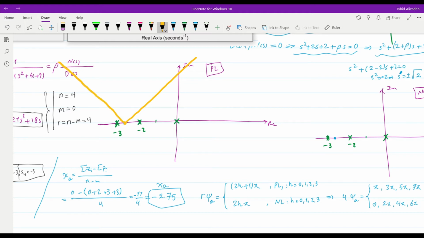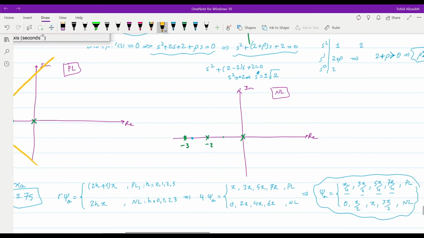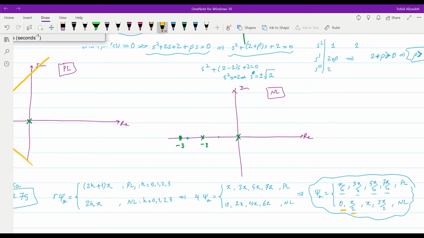Hopefully this is 3 pi over 4, 5 pi over 4, and 7 pi over 4. So these are the asymptotes that we have for the positive locus. In the case of the negative locus, we have 0, pi over 2, pi, and 3 pi over 2. So now we are done with the asymptotes. We have drawn the asymptotes.